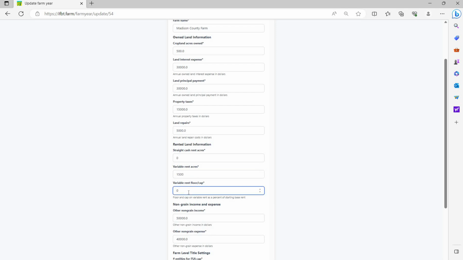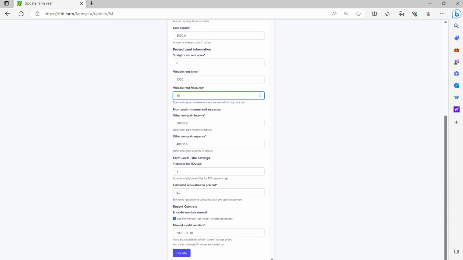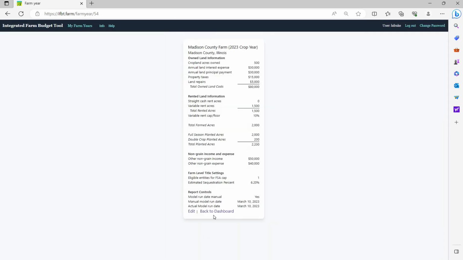1,500 acres. And we're going to assume that if $282 cash rent an acre is a reasonable starting point, the landlord will be willing to accept a 10% reduction in land rent, or a $28 reduction, in downside scenarios in exchange for getting an opportunity for an additional $28 in land rent if revenues turn out positive. So we'll put a 10% cap and floor. We'll update that. We'll go back to the dashboard.